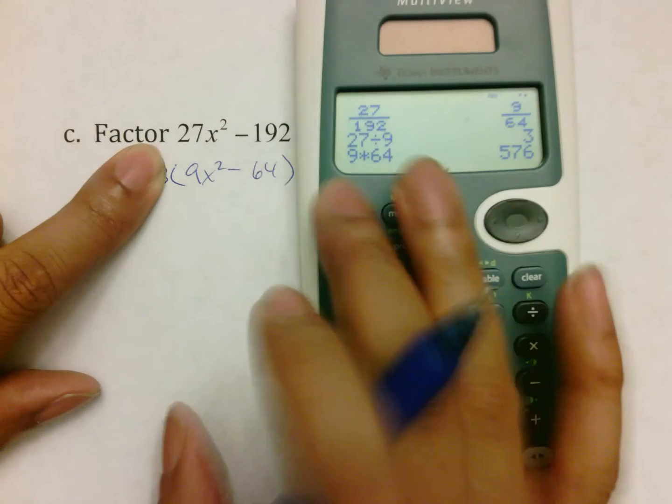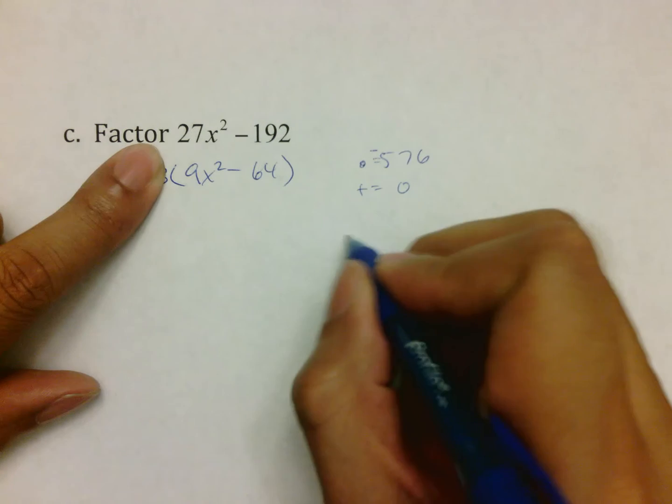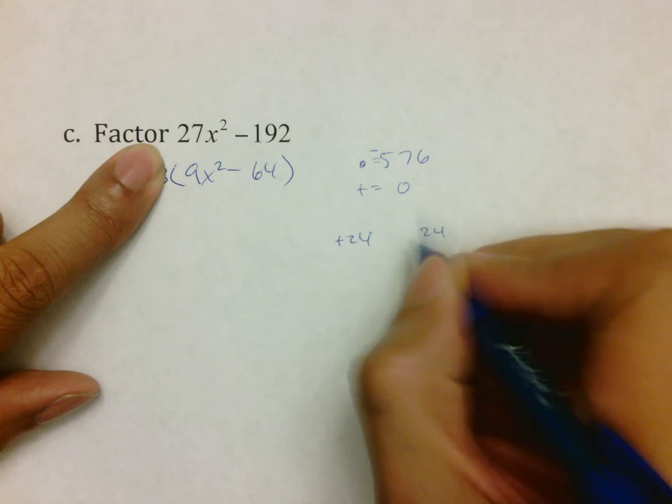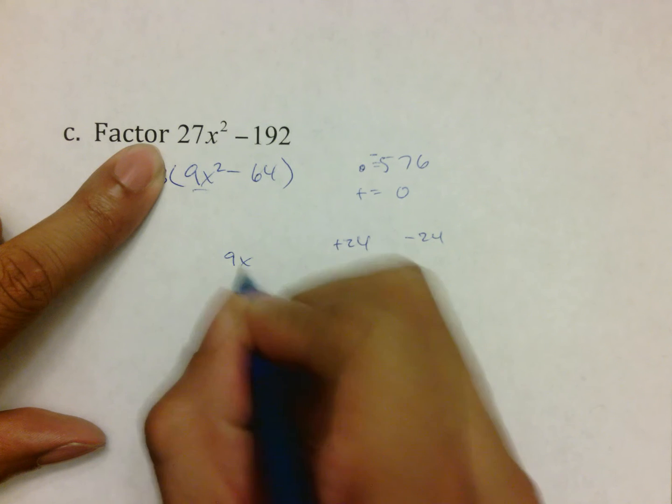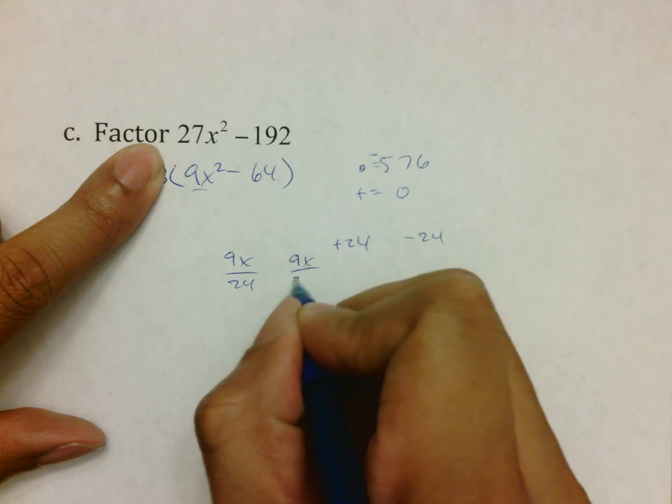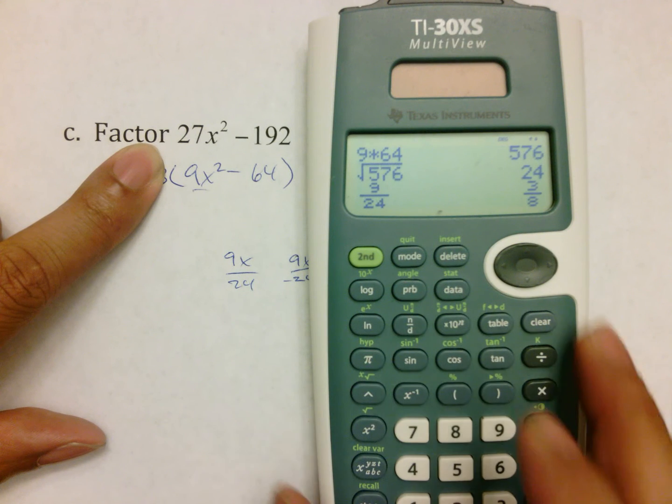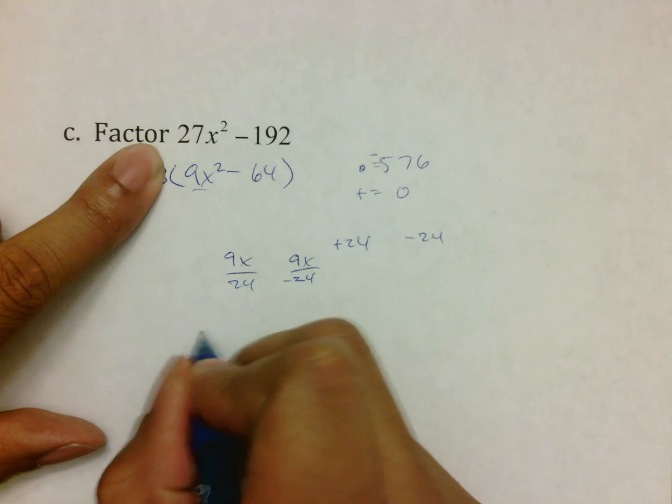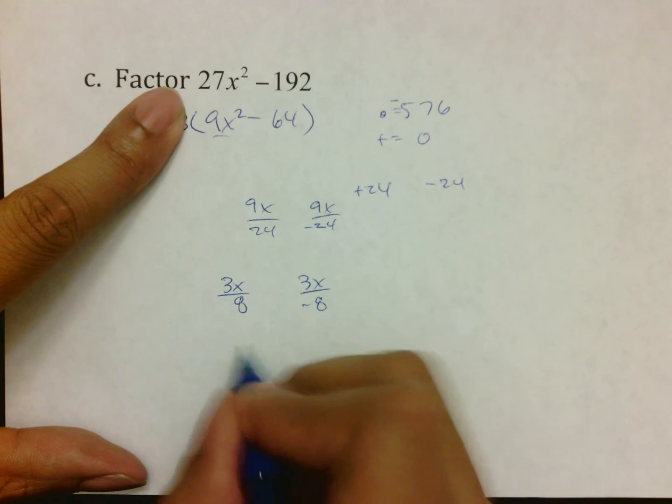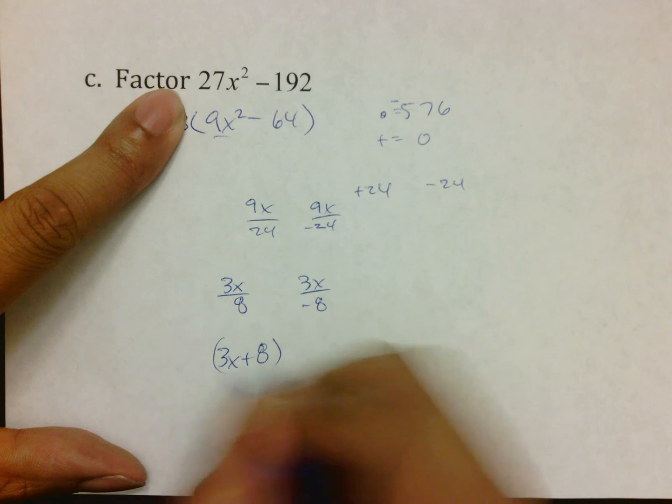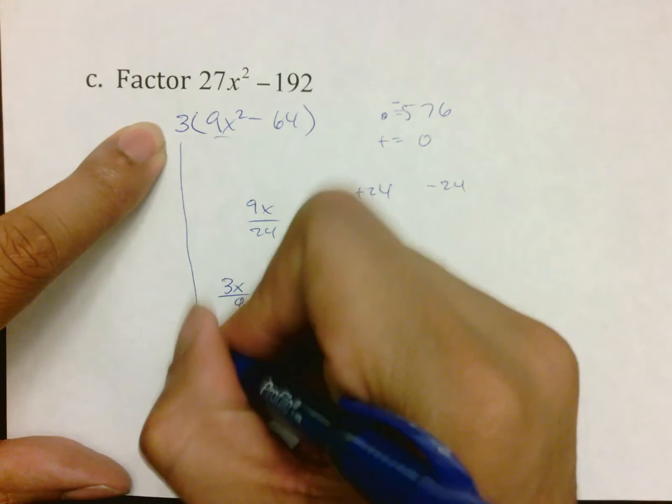And then I would square root the 576, because again, if it adds to be 0, it's got to be the same number, telling me that my number is 24 and 24, with one of them positive and one of them negative, because those two make 0. Again, from there I would take my 9x and put it over 24, take my 9x, put it over negative 24, and reduce that fraction, which is 3 over 8. So you end up with 3x over 8, 3x over negative 8, and in the end your answer is 3x plus 8, 3x minus 8. But don't forget that you had a 3 that you pulled out.